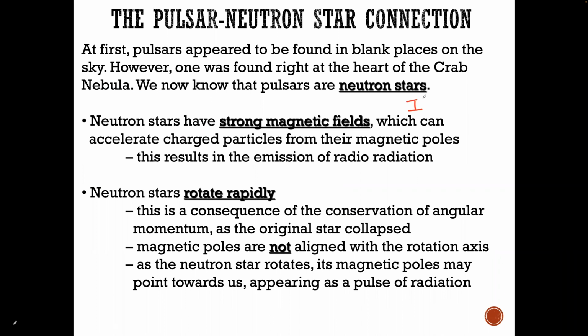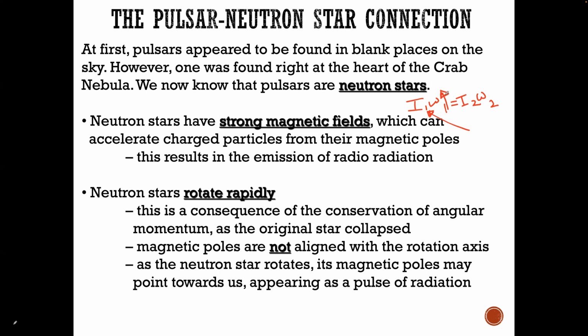Remember this equation right here, I1 omega 1 equals I2 omega 2. This is the equation for the conservation of angular momentum. So when the star becomes smaller and smaller, the moment of inertia will become smaller. In order to conserve the angular momentum, the rotational speed, or the angular velocity, has to be increased, right? This is exactly what happened for a neutron star.